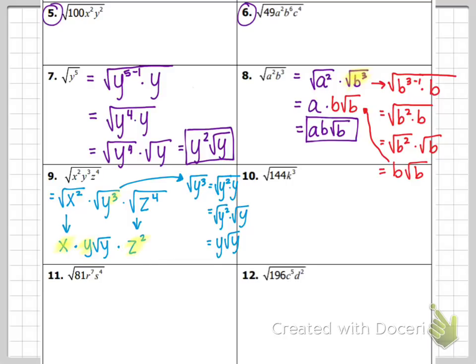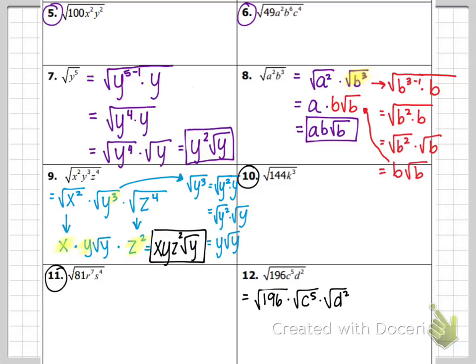Now, see how all of these are on the outside of the square root? I'm going to put them all together, so x times y times z squared. And then the only thing that's left inside the square root is the square root of y, so I'm going to just tack that on the last half of it. So I always put this, just the proper way to write it, you always put the square root at the very end. So try 10 and 11, and I'm going to do 12 with you.